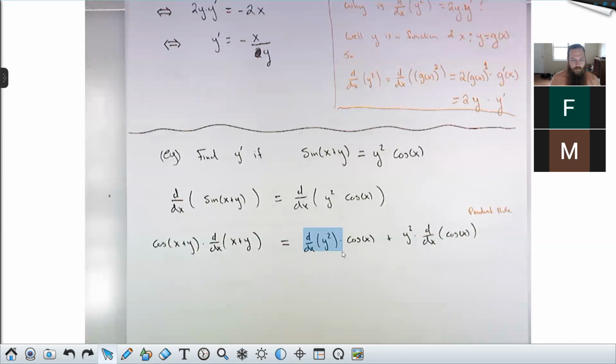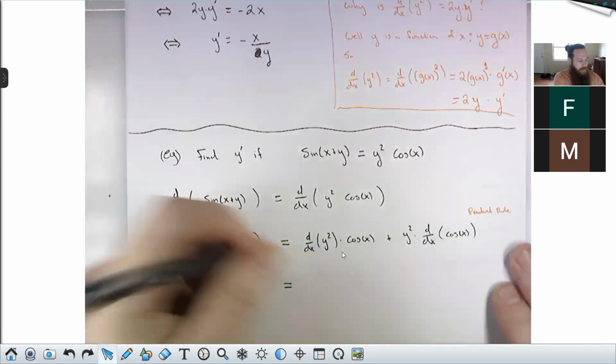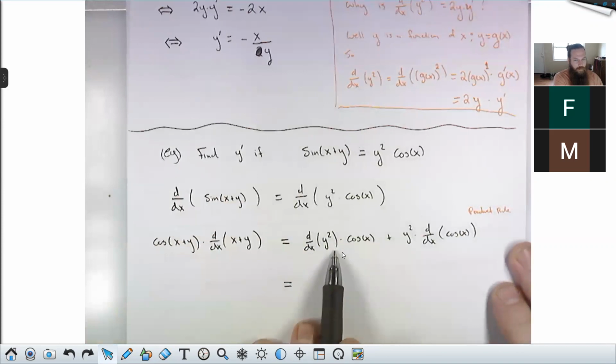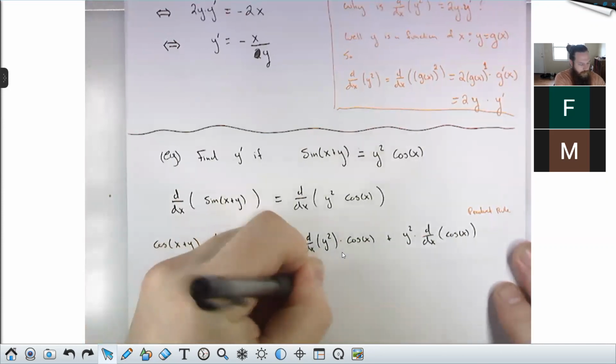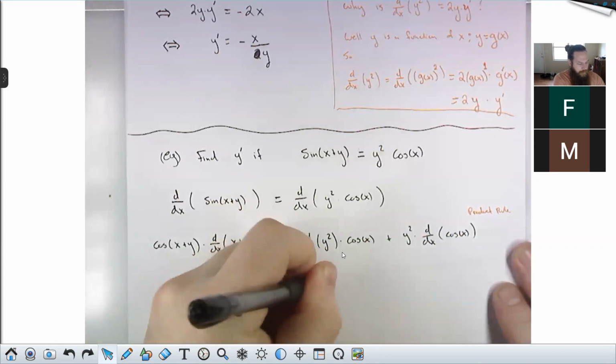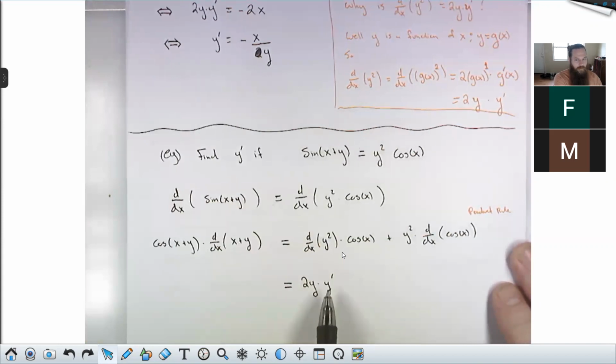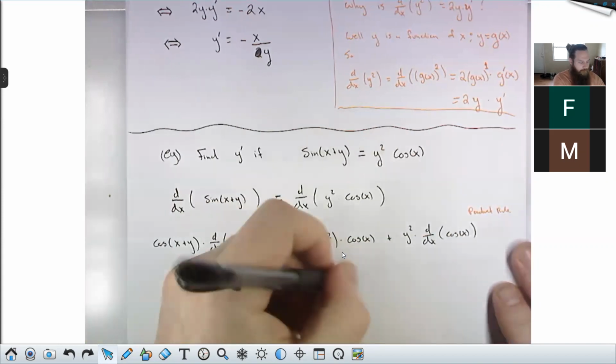I'll start over here, since this is the piece that Mackenzie made that observation about. The derivative d/dx of y squared, again, I have to think of y as a function of x, so I know I'm going to need the chain rule. If I differentiate the outer, I get 2y. And then by the chain rule, I have to multiply by the derivative of the inner. So I get 2y times y prime. Or if you wanted to write dy/dx instead of y prime, that would be fine also.